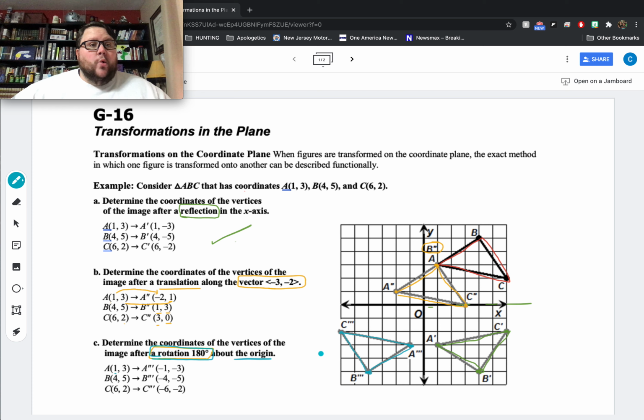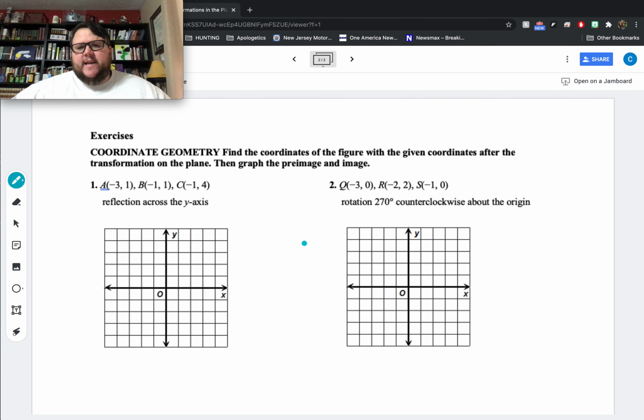So we're going to do a couple problems together, and then you guys are going to have to do it on your own. First, they're going to give us the pre-image. A is negative 3, 1, so I'm going to label that A. B is negative 1, 1, so that's right here, and that's B. And C is negative 1, 4, and that's C. And so we're going to draw our triangle here.